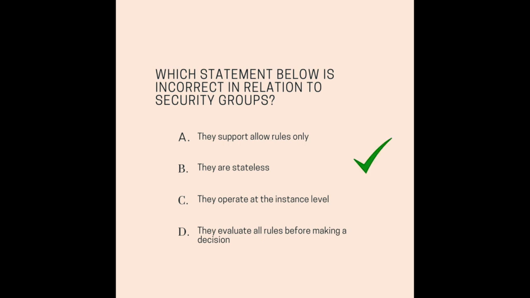Answer is B, because a security group acts as a virtual firewall for your instance to control incoming and outgoing traffic. Inbound rules control the incoming traffic to your instance, and outbound rules control the outgoing traffic from your instance. Security groups are stateful, meaning that if traffic is allowed in one direction, the return traffic is automatically allowed regardless of whether there is a matching rule for the traffic.